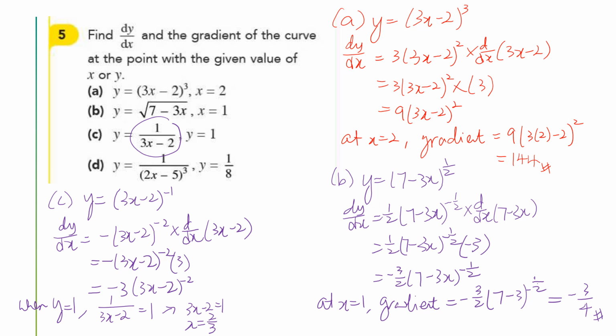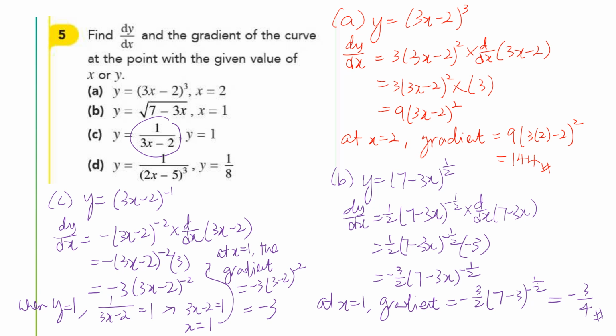Wait, hang on. Wrong. x is equal to 1, negative 1 plus 2, yeah. x is equal to 1. So this is what we're going to substitute. At x equals 1, the gradient is negative 3 (3 times 1 is 3, minus 2) to the power negative 2. If you use a calculator, that will give you negative 3.